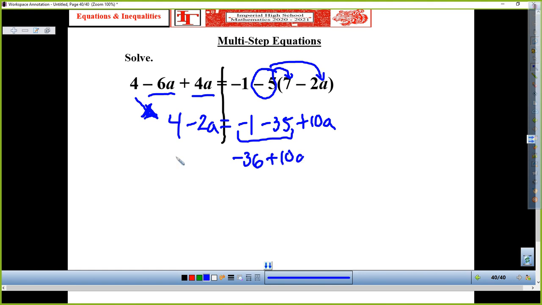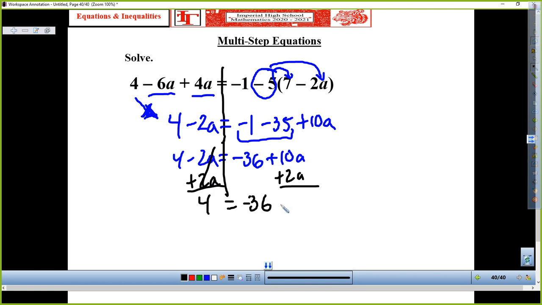Okay, let's continue. Since I've already simplified both sides, which is the smallest variable you want to start with? Negative 2a. What is its inverse? Plus 2a. We do that to both sides. We're left with 4 equals negative 36 plus 12a. Next, now I have my variable over here. I need to get rid of the negative 36. What do I do? Plus 36, plus 36. We're left with 40 equals 12a.